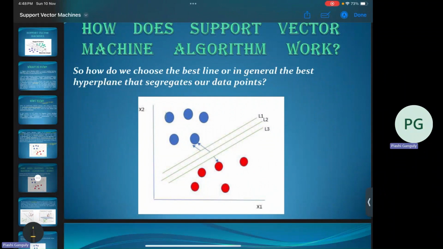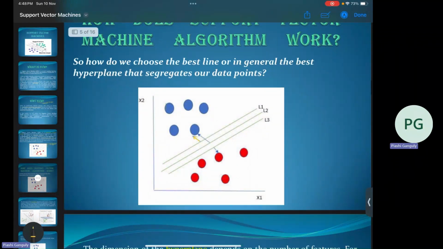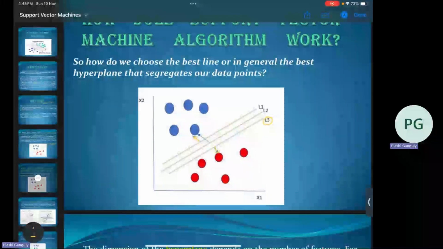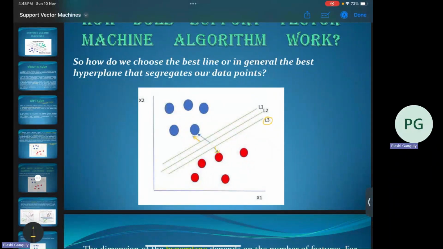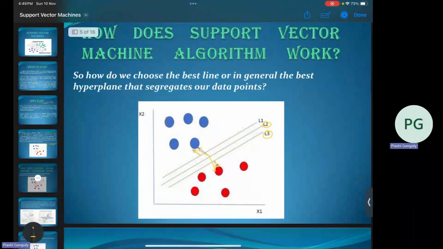So if we see here, for L1, the distance from this to the blue dots is this much, and in L3, this is this much. But if we consider L2, the distance from here to the blue point is this much, as well as the distance from this is this much. So we can surely say from this picture that this L2 hyperplane maximizes the separation margin, and we can choose L2 as our optimal hyperplane, correct?